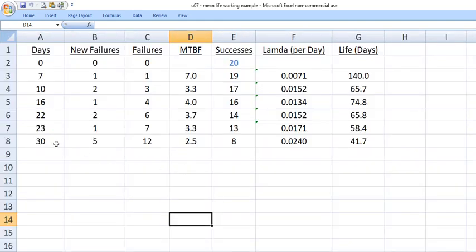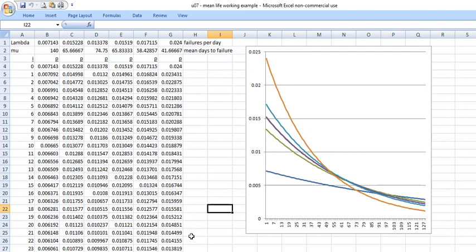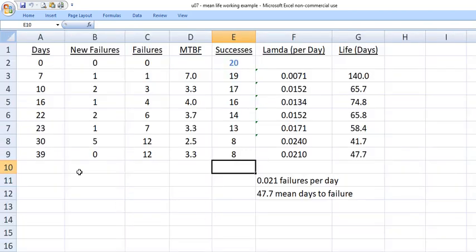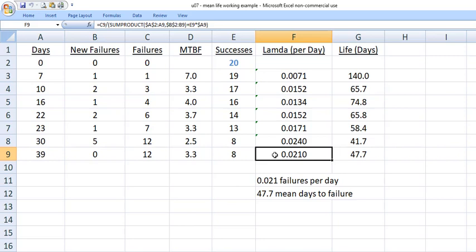So I'm constantly running my experiment, recalculating my lambda and my mean life, and then replotting the data across the curves to see what I get. I might choose to stop maybe at 39 days. I have no new failures, but I've chosen to stop the experiment here. So my lambda formula now gives me a 0.0210. So I have 0.021 failures per day for a mean life in days of 47.7 days. So these 2 values become my point estimate for the lifespan of this product.